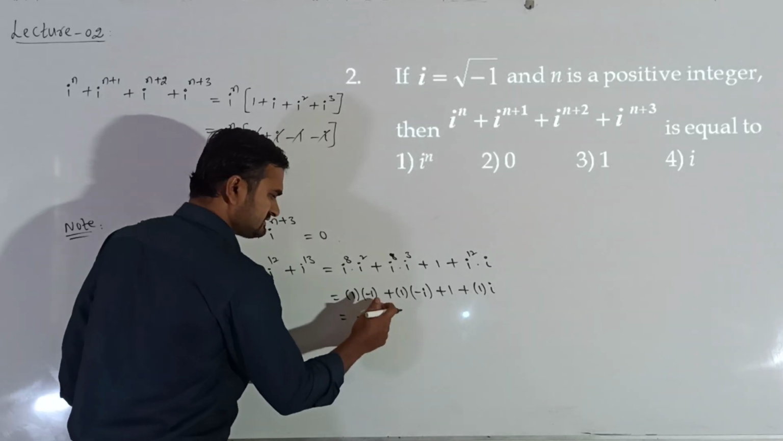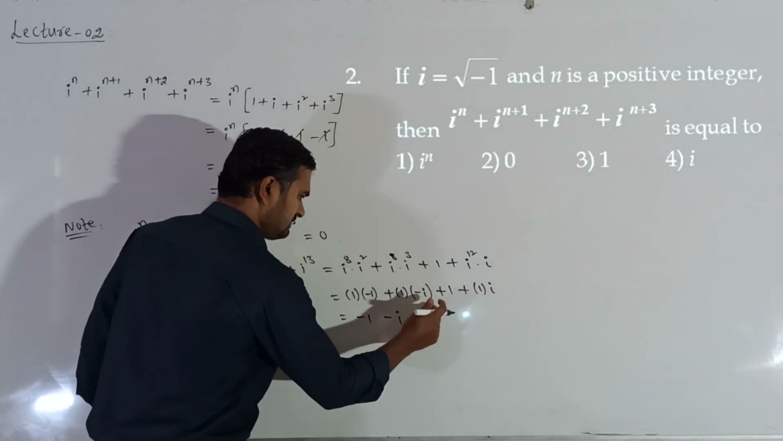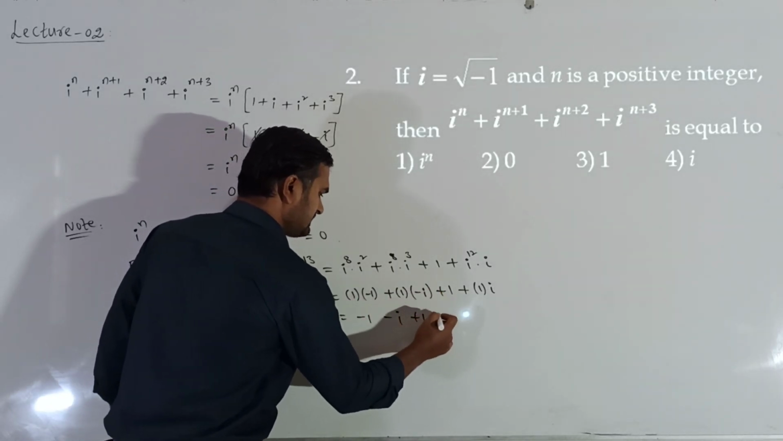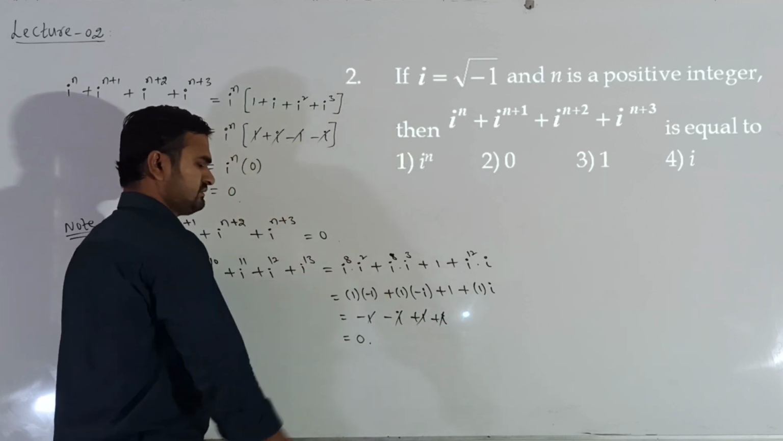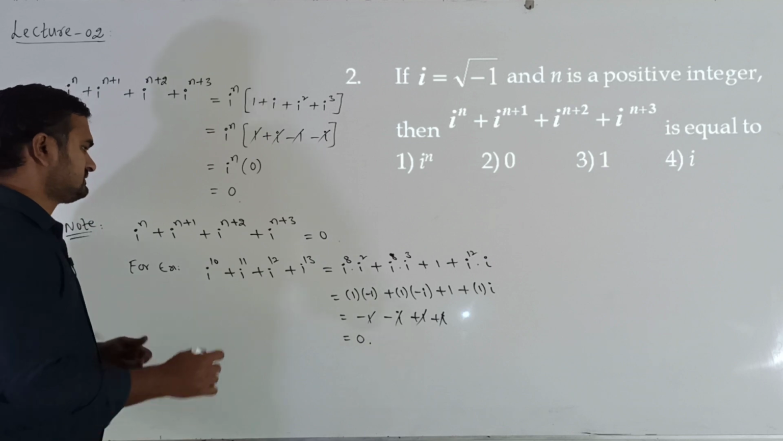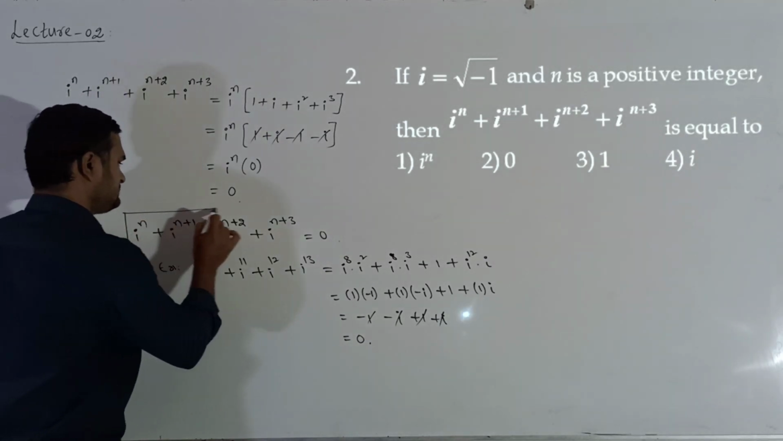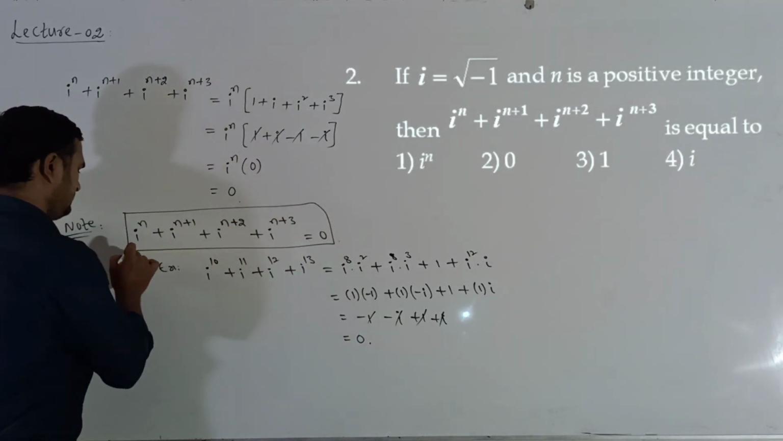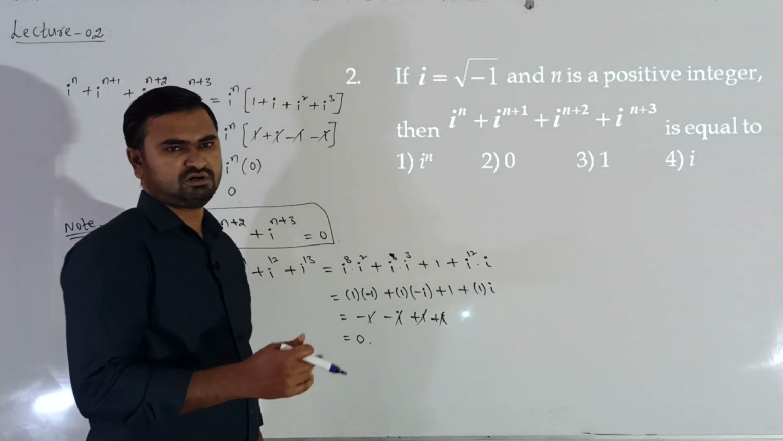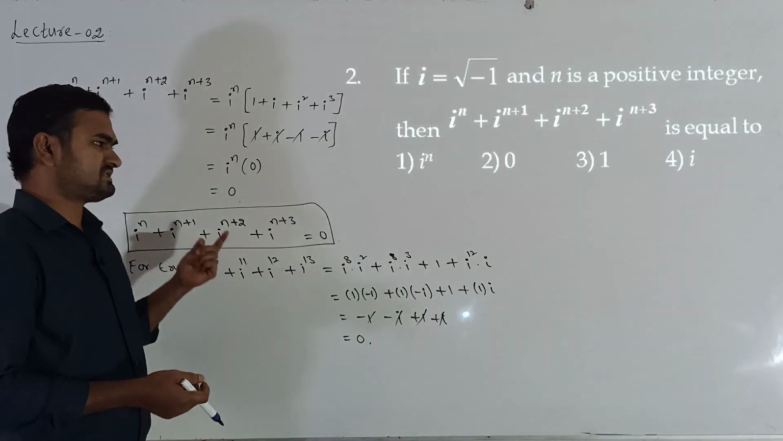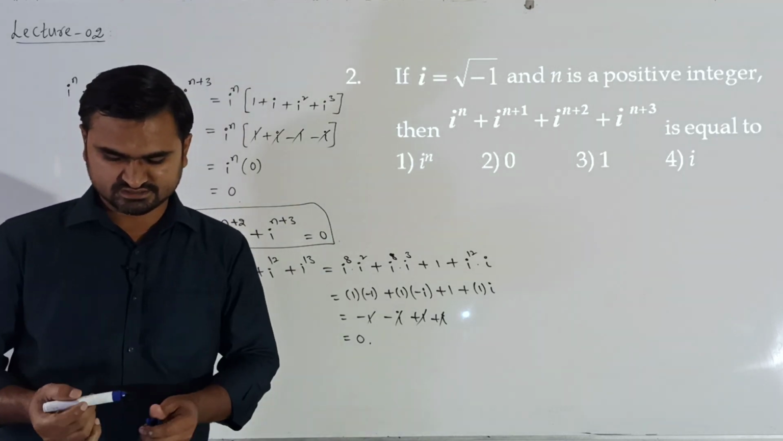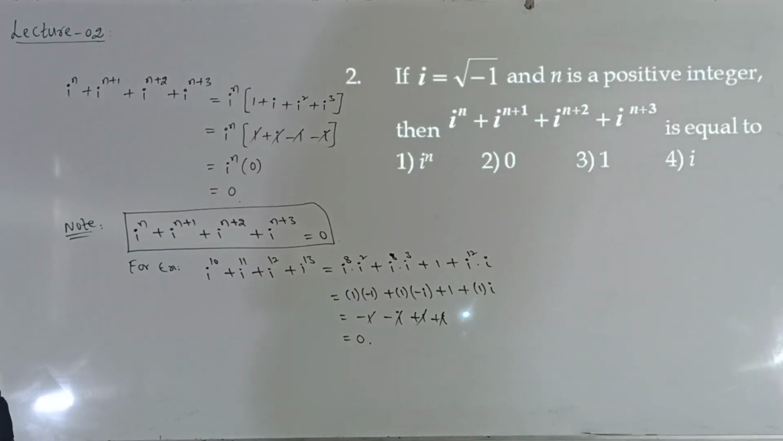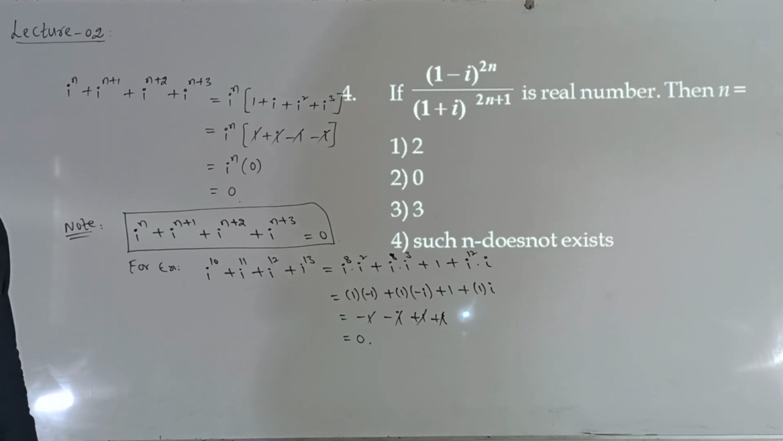So what we get: minus 1 minus i plus 1 plus i. So i will get cancelled, 1 will get cancelled, and we get the sum as 0. So we can remember this, it will be useful whenever we are calculating the sum of i power terms where the powers are consecutive integers. Next, see question number 4.